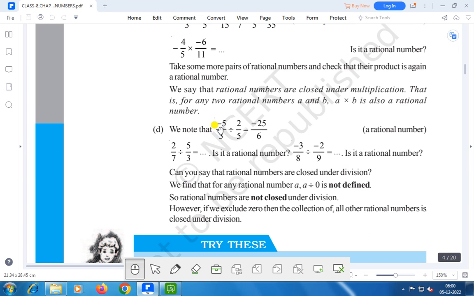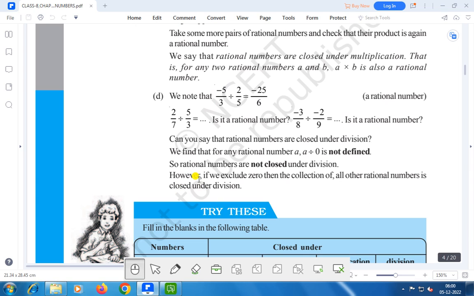Note that minus 5 by 3 divided by 2 by 5 is minus 25 by 6. Is it a rational number? Yes. But that means rational numbers are not closed under division, right?